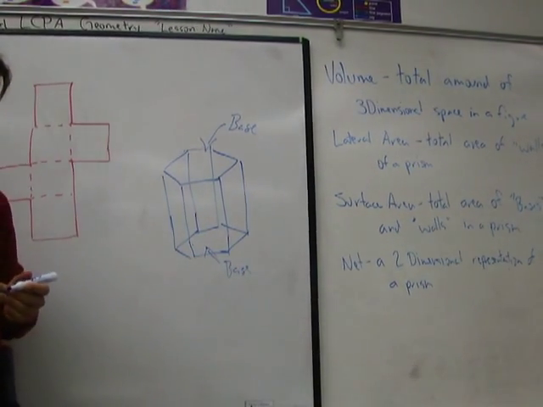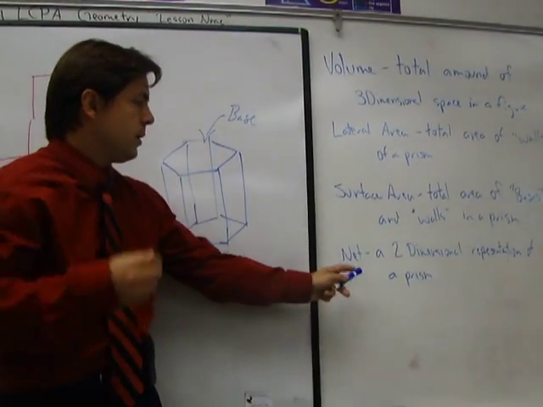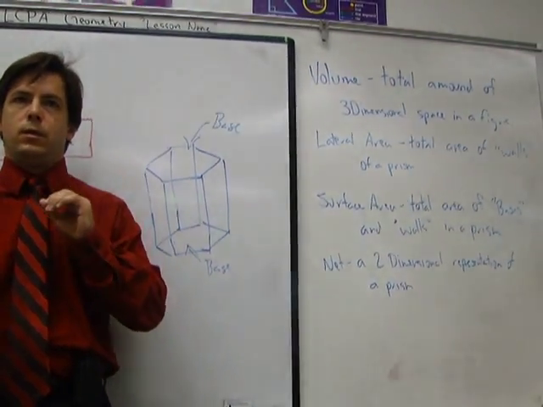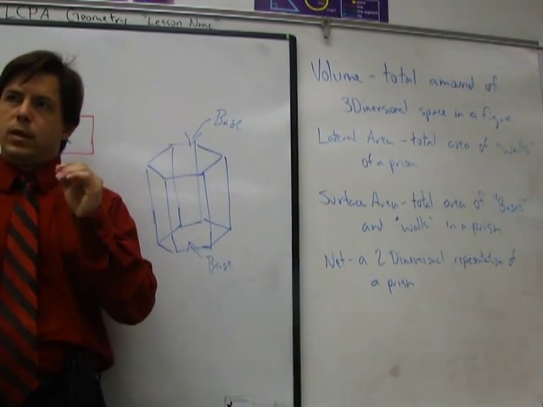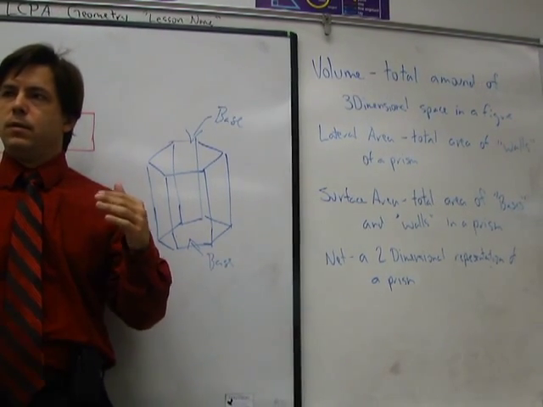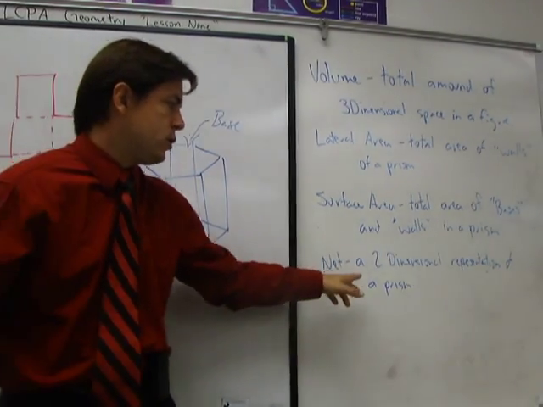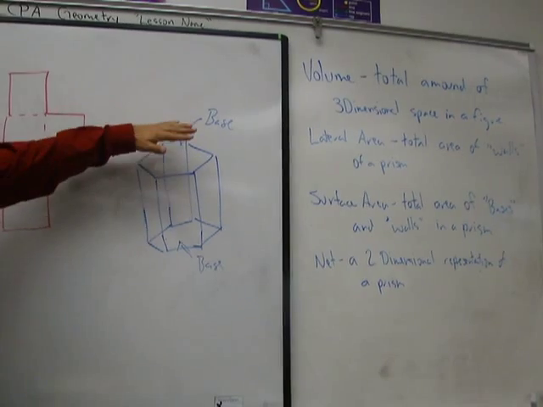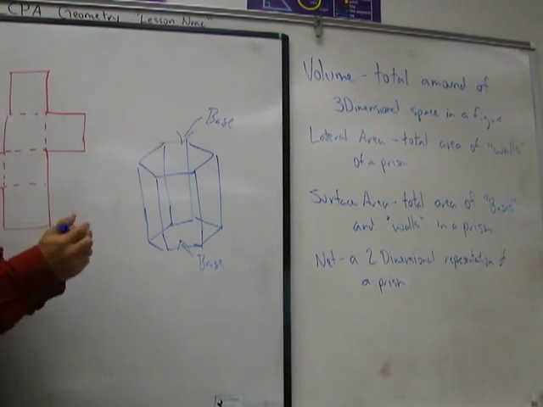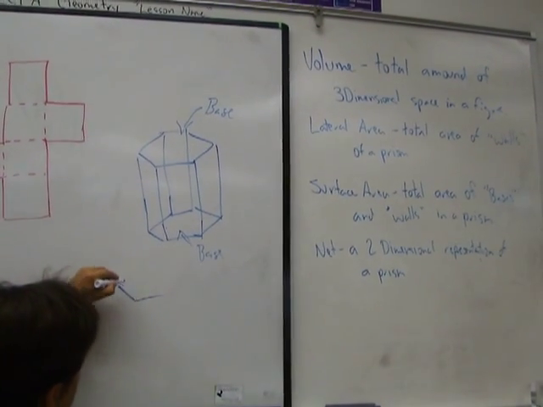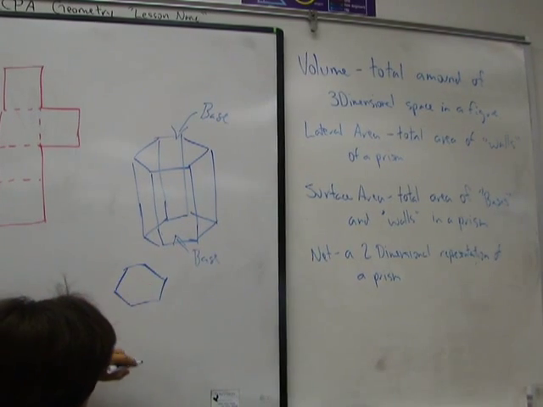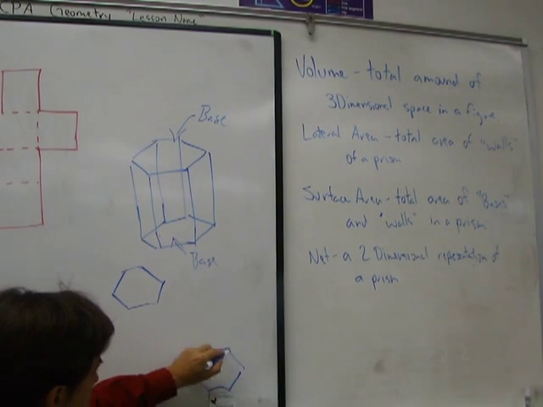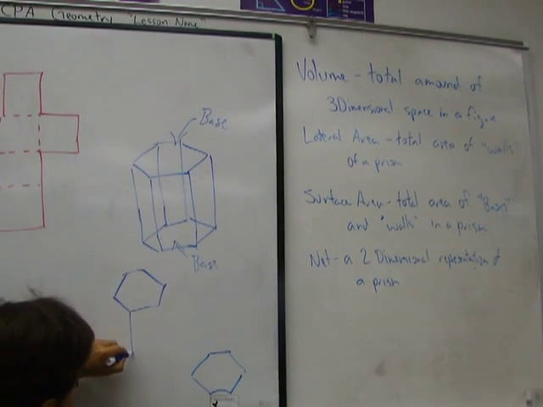Okay? And the last thing I want to get out there is a net. A net is 2-dimensional. What does 2-dimensional mean? Something that's not 3D. What does it look like? Flat. So it's a 2-dimensional representation of a prism. So a 2-dimensional representation of this would take the 2 hexagons and put them like this, and the other one could be over here. And then the rest would be this rectangle.